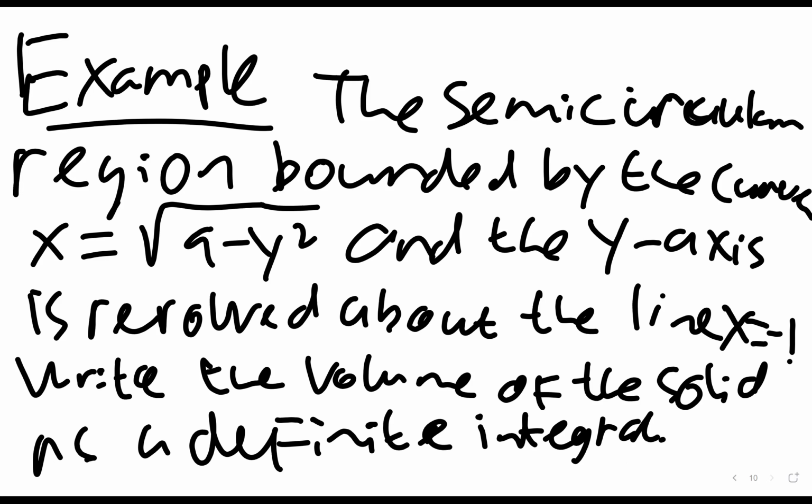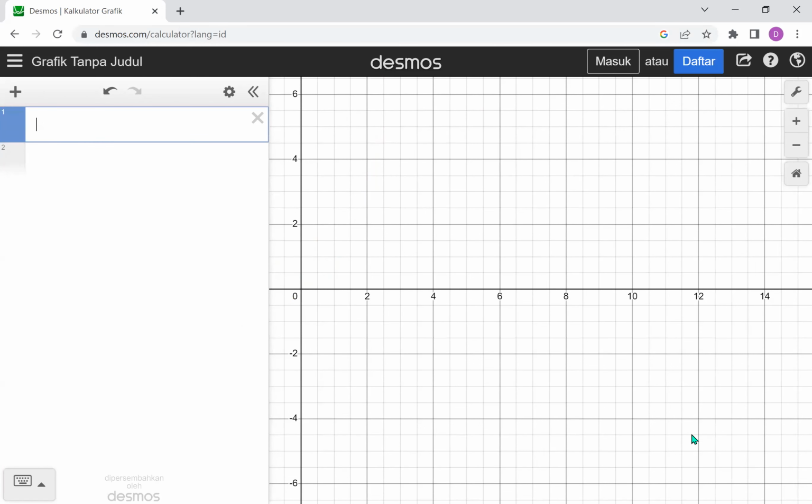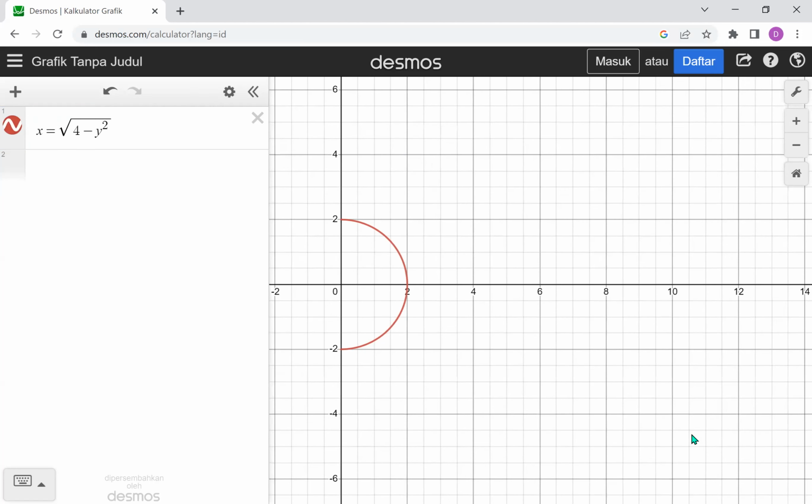Can you see the curve, the sketch? Yes, sir. What is the formula? X equals 4 minus y square, sir. X equals the square root of 4 minus y squared. So this is just a semicircular region.